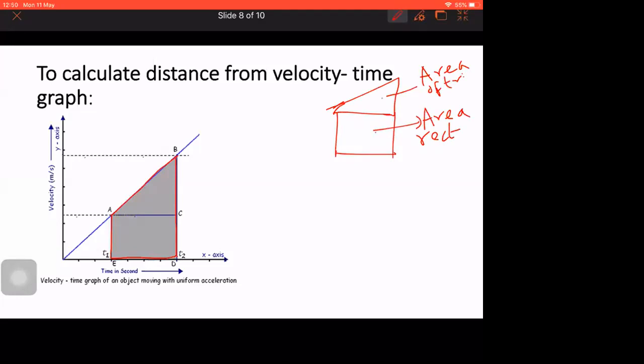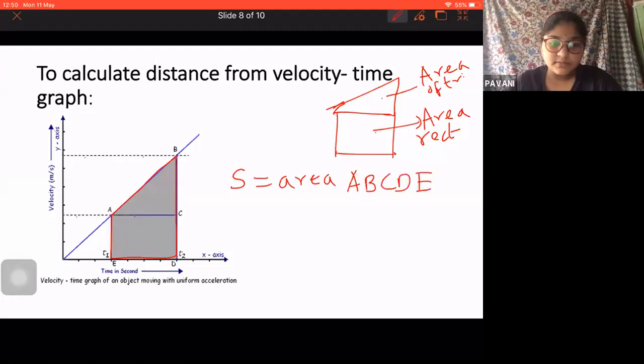So if I have to calculate distance here, it should be the area of A, B, C, D, E. One shape. How many of you can tell me what this shape is exactly called in math? Anyone can tell me what this shape is? Trapezium. Trapezium.